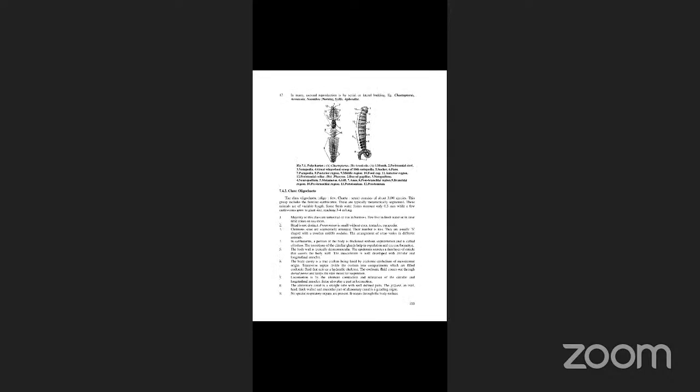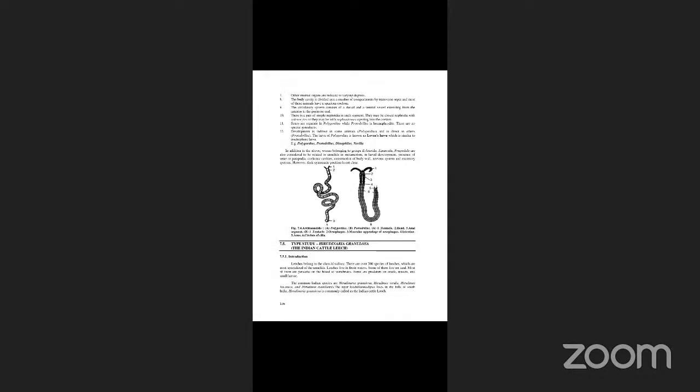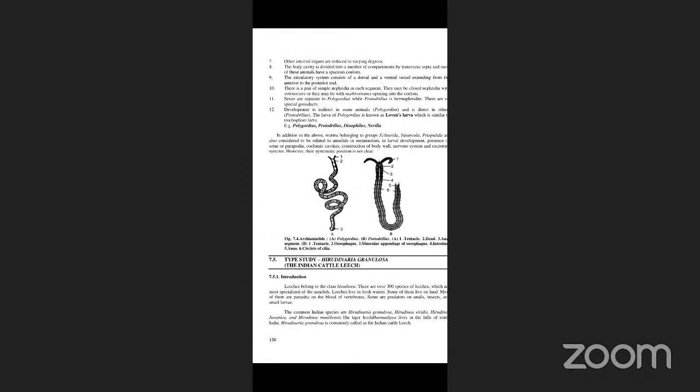I'm not going to discuss classification much because it will take the complete time, but just briefly, the phylum is divided into four classes: Polychaeta, Oligochaeta, Hirudinea, and Archiannelida. We will directly discuss the type study.